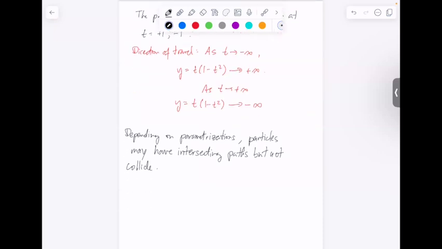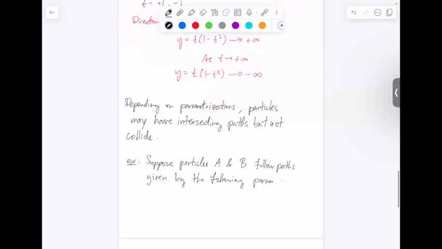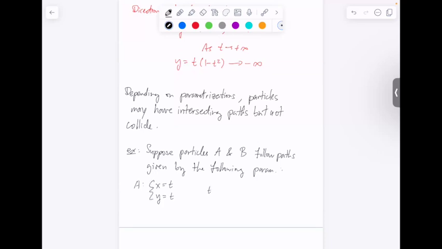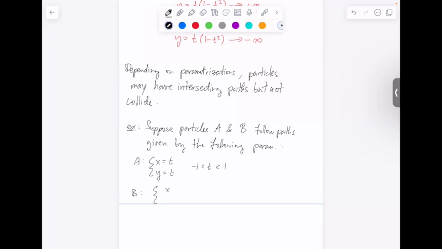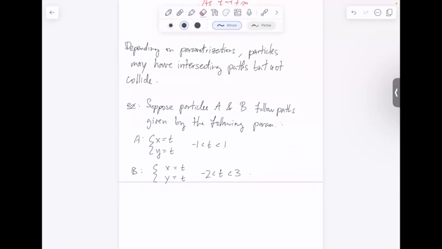So let's do an example here. Suppose particles A and B follow paths given by the following parameterizations. Let's say for A, we have x is equal to t, y is equal to t, and t goes from -1 to 1. And let's say B has x is equal to t, y is equal to t, where the time on this clock goes from -2 to 3. Oh, no, sorry, this is stupid. I forgot, this is x is equal to t cubed, and y is equal to 3t to the 6th.